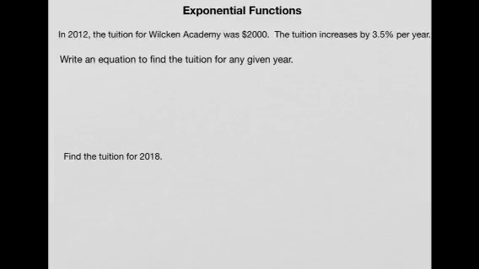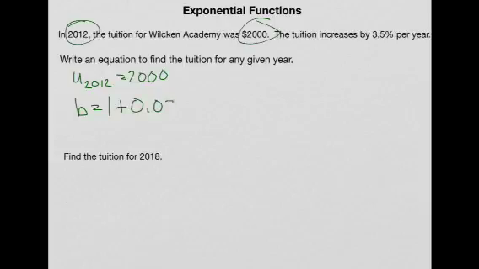So let's do a story problem. 2012 tuition for Wilkin Academy was $2,000. Tuition increased by 3.5% per year. So to write the equation, I'm given 2012. We have a tuition of $2,000. So my starting value here, I'm looking at u sub 2012 equals 2,000. I have the 3.5% increase, so my ratio is going to be 1 plus my percentage of 0.035.